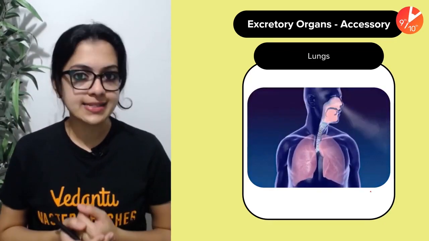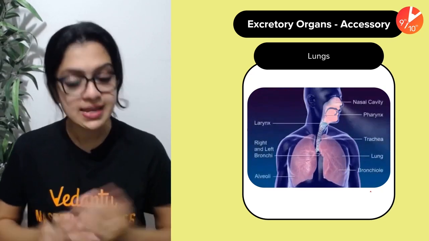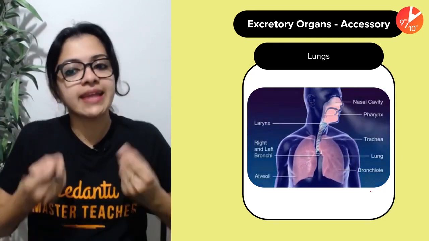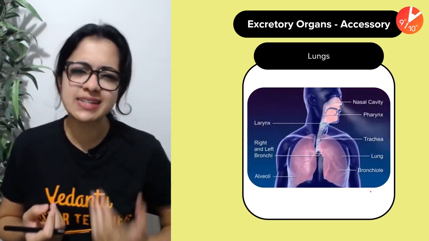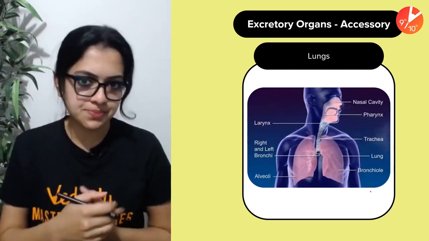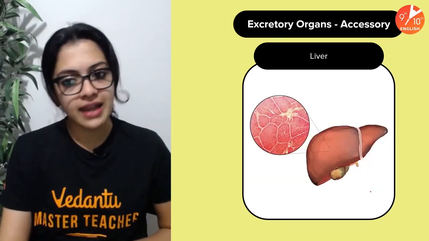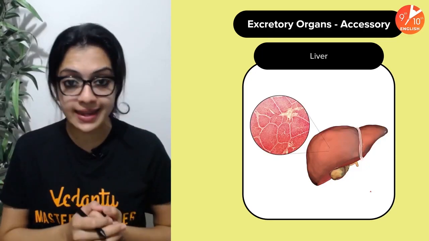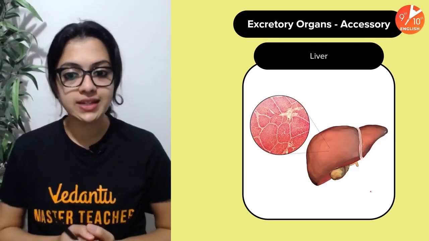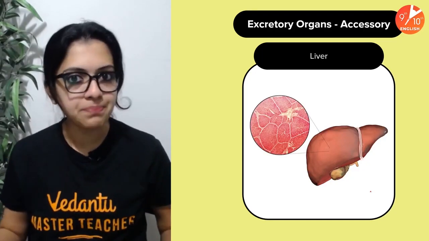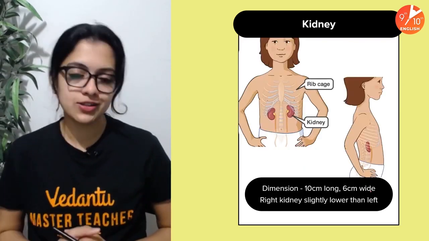Right. What about the lungs? Of course, I've told you how the lungs help you, right? Elimination of carbon dioxide and elimination of water to a certain extent through respiration. So lungs as well would be an example of accessory excretory organs. And then comes the liver, bile pigments, right? So the liver is also important.